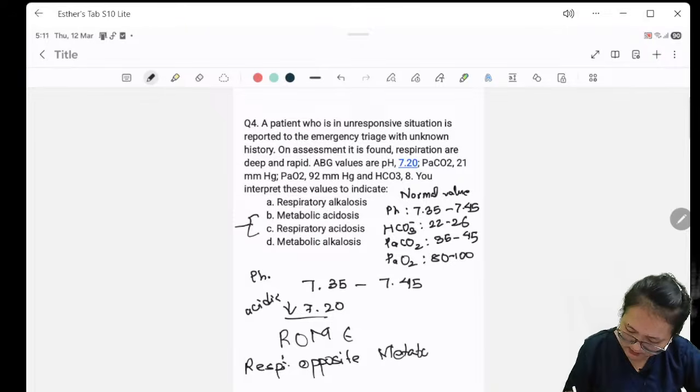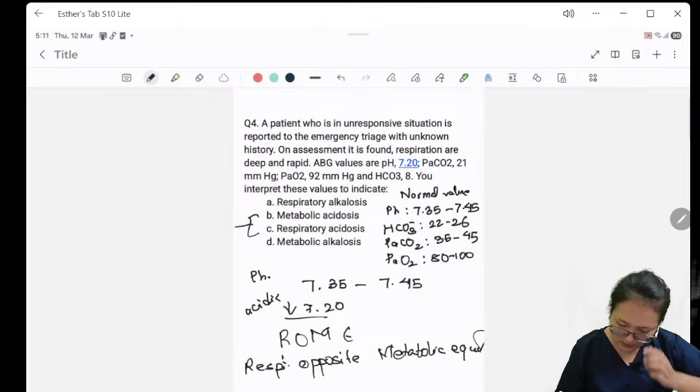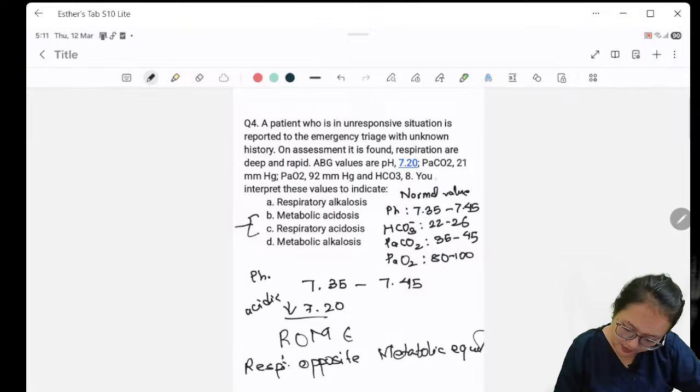Okay, seeing here, partial carbon dioxide is 21. Okay, so if PaCO2 is 21, that means it's going down. Okay, normal range is 35 to 45.